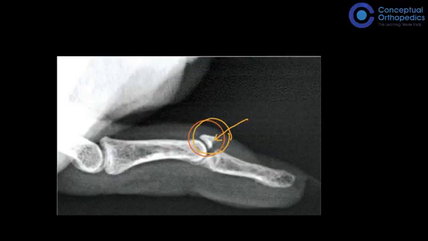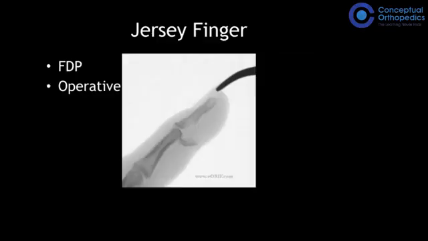This is a question again coming up. Its counterpart is operative. It's avulsion of the flexor digitorum profundus from the distal phalanx. It's a zone 1 injury of the finger, and the usual treatment is operative.